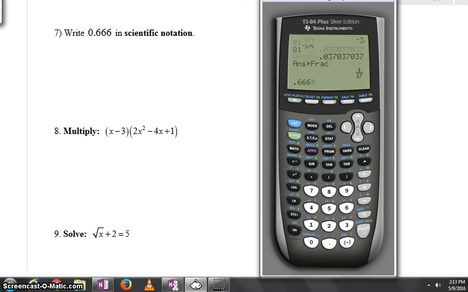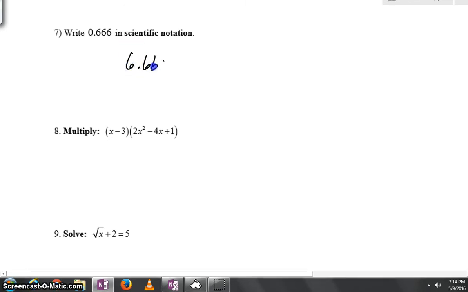You can type in 0.666. Really, you'll get 6.66 times 10 to the negative 1. So the calculator will even do that for you.